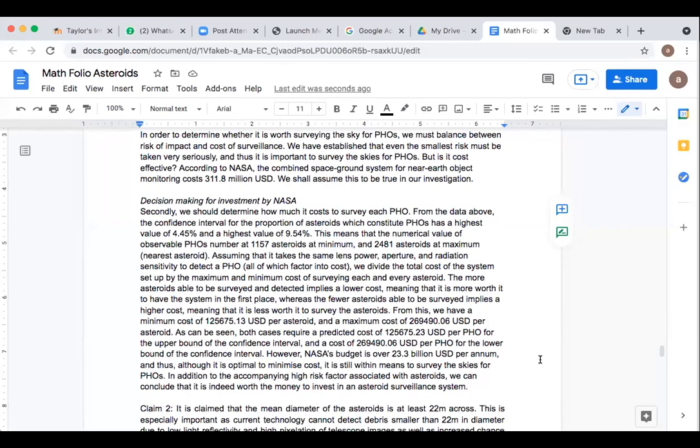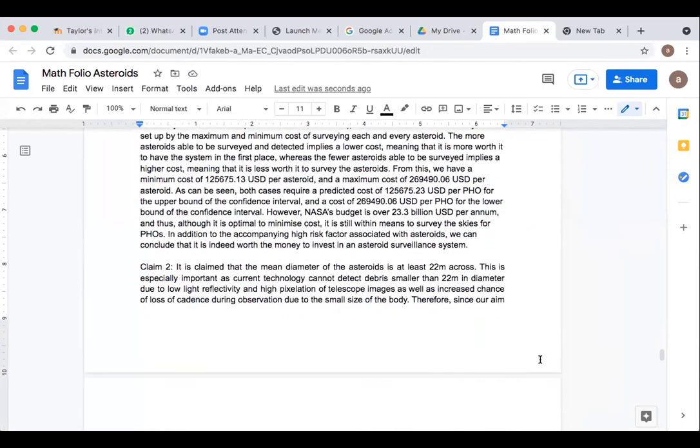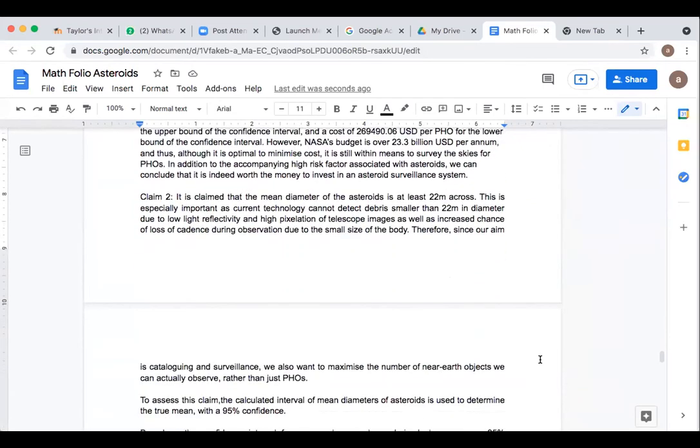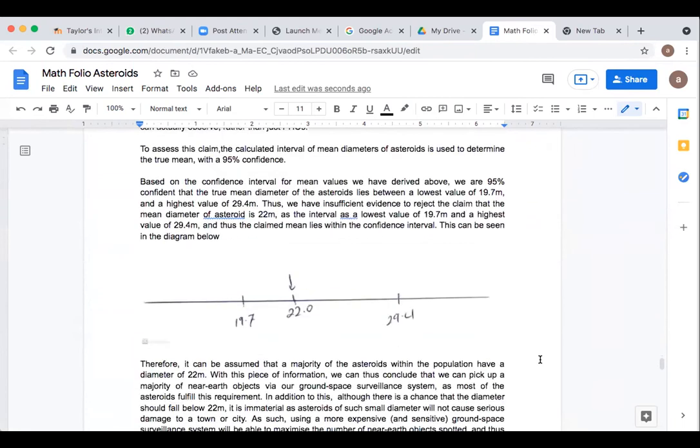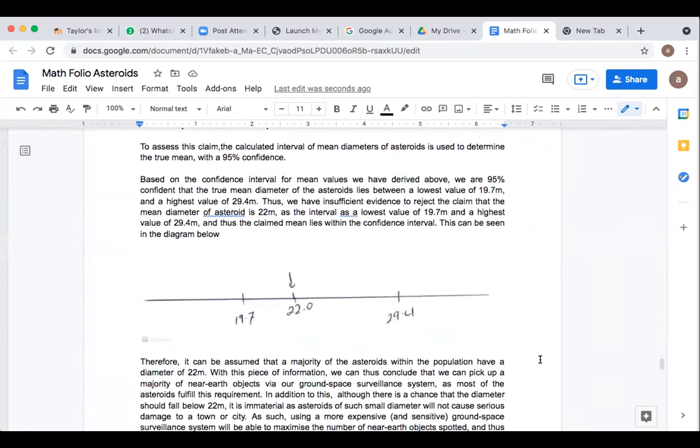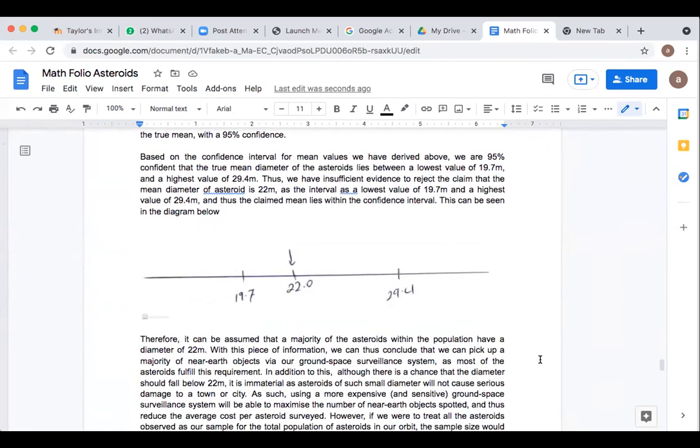Okay, continue. So the second claim is basically you want to solve the problem of, can we increase the number of asteroids which are visible based on the technology we have? So we need the asteroids to be at least 22 meters in diameter. So we want to claim first that the mean diameter of asteroids is at least 22 meters. So based on our confidence interval, it falls within the confidence interval. Okay, this one I have to read your whole report lah.